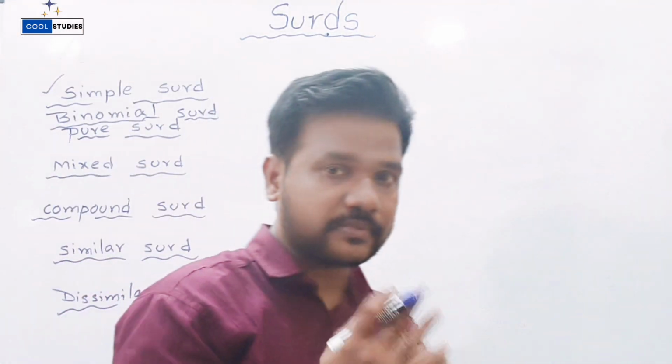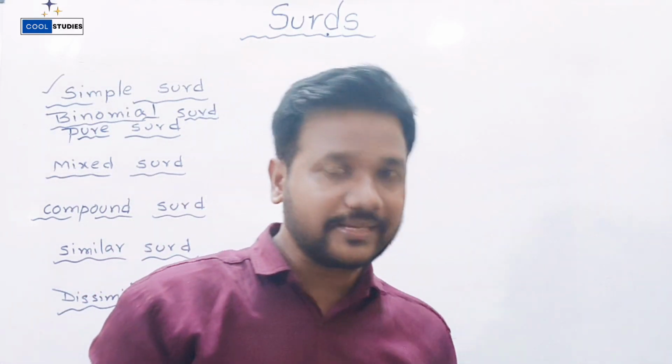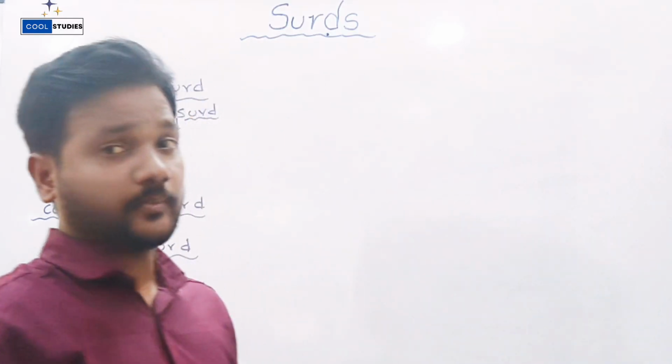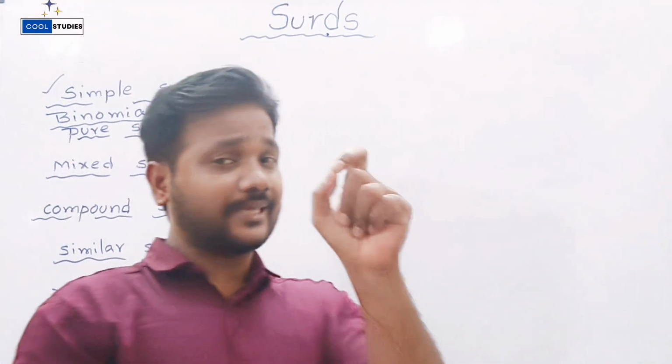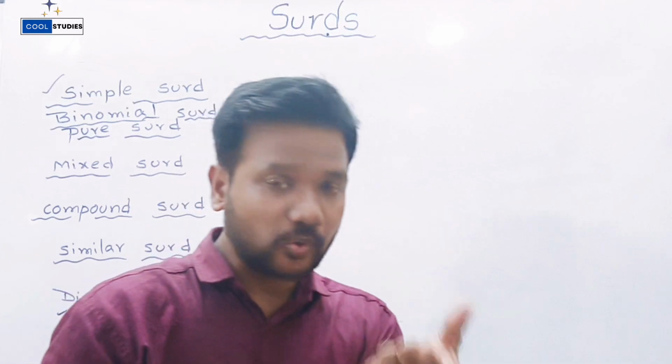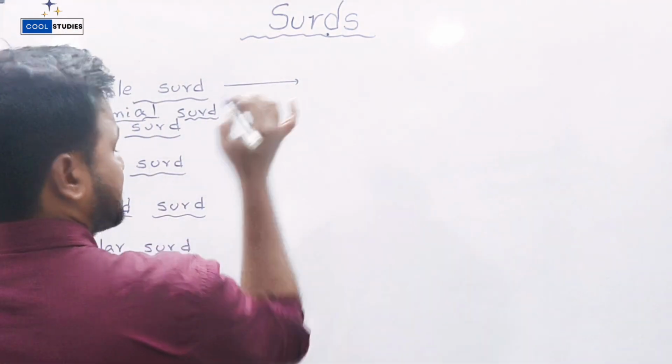The first type of surd is the simple surd, or monomial surd. The name itself says it: mono means single. It contains only one term, only one surd. Let us write an example.